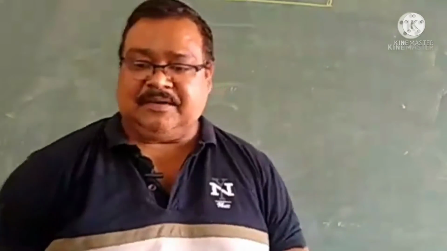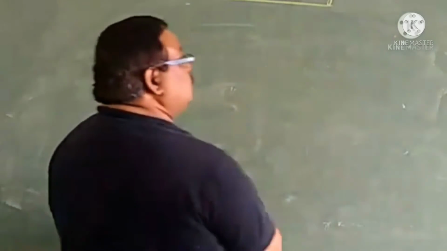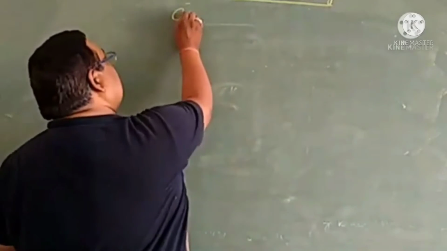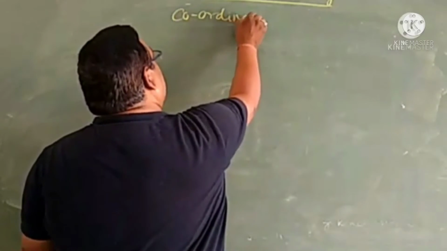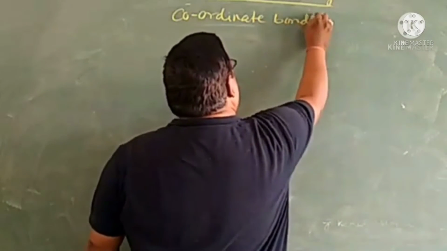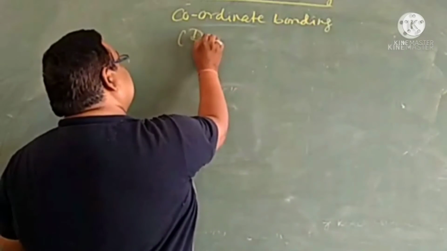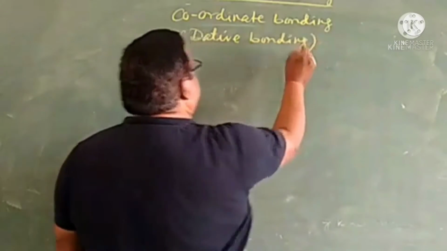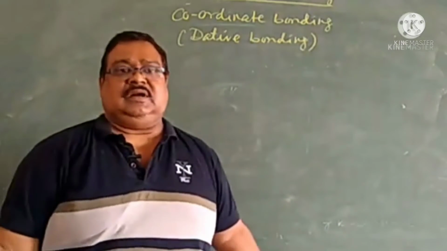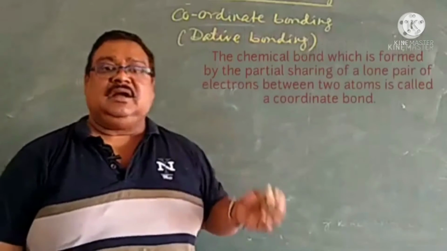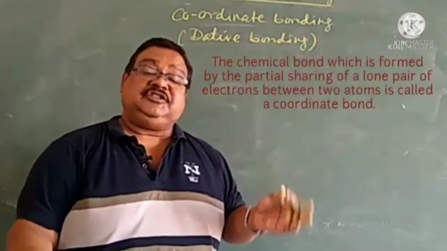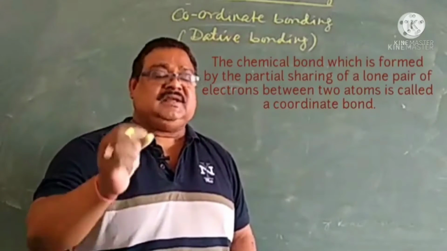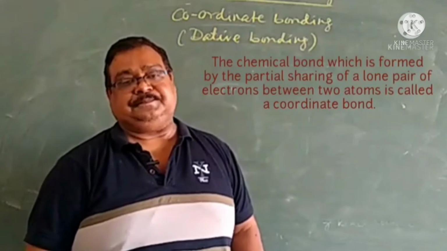Now, the next type of chemical bonding is called covalent coordinate bonding, or simply coordinate bonding, or else it is also called dative bonding. Now, as for the definition, the chemical bond which is formed by the partial sharing and partial donation of a lone pair of electrons between two atoms is called coordinate bonding or dative bonding.